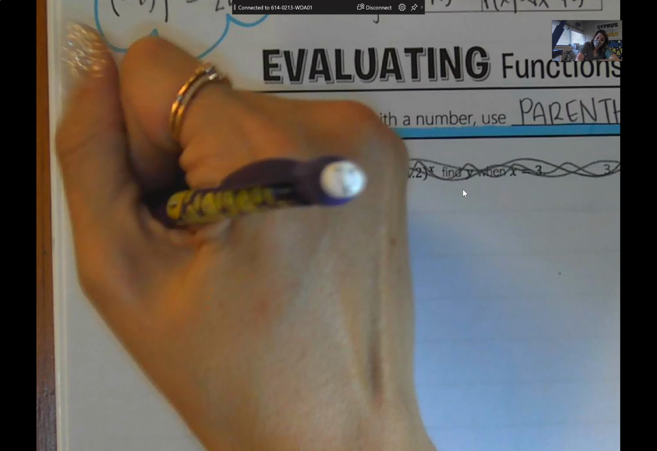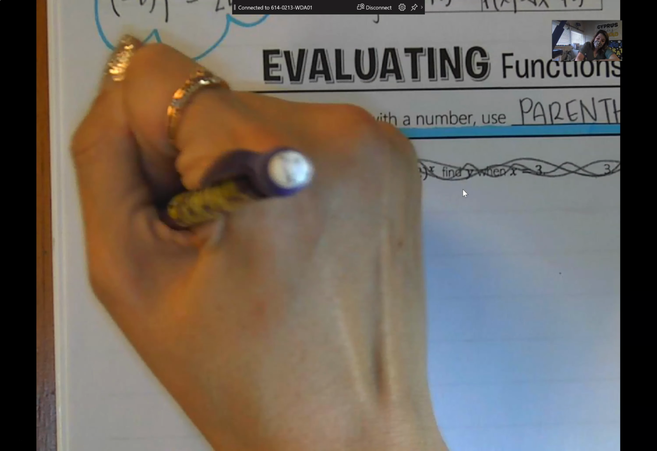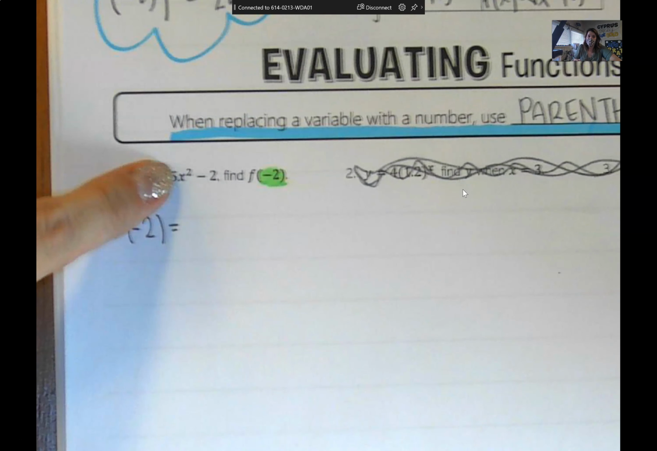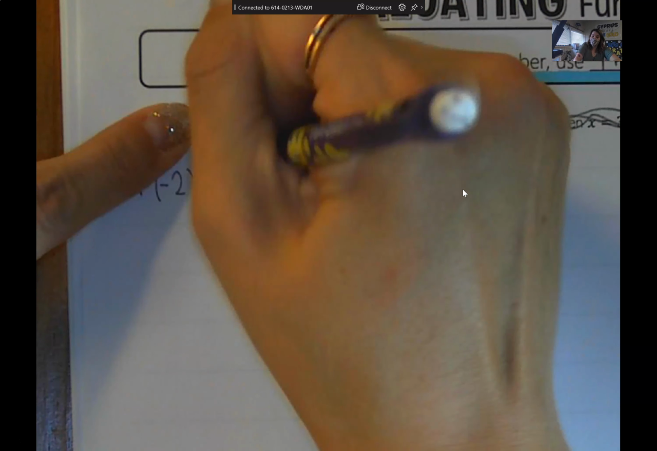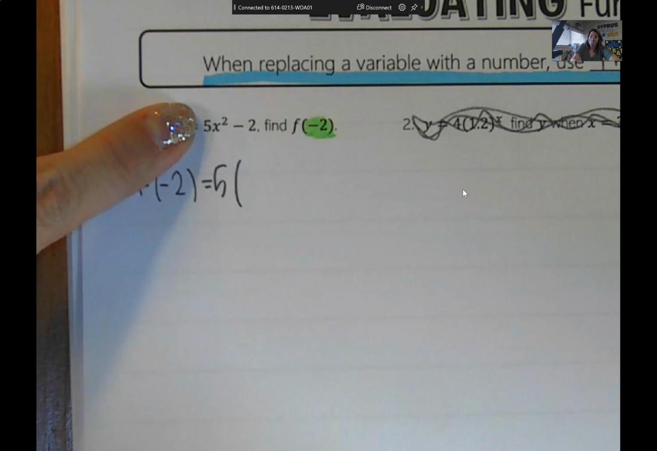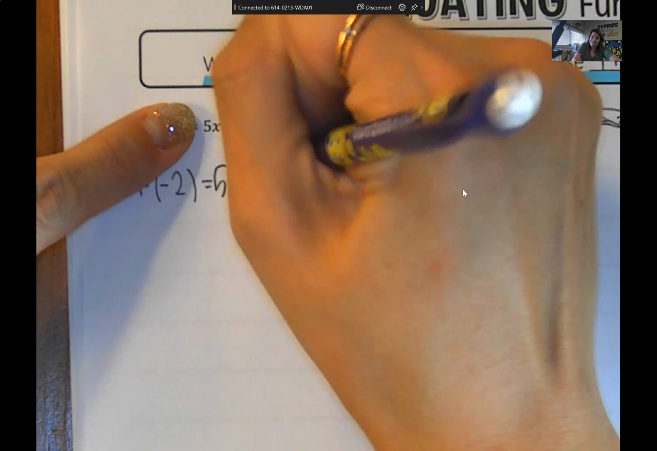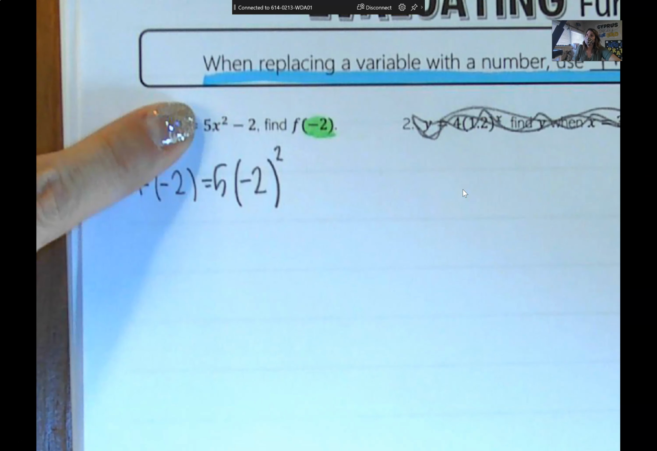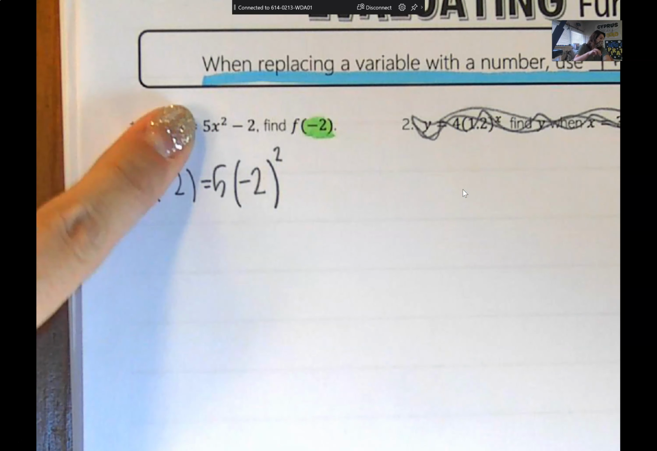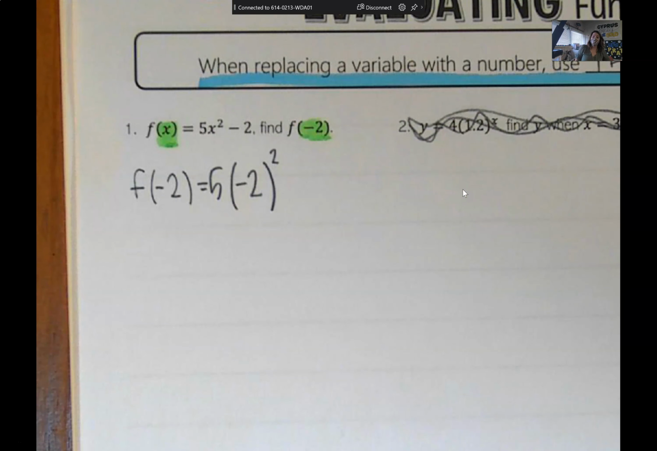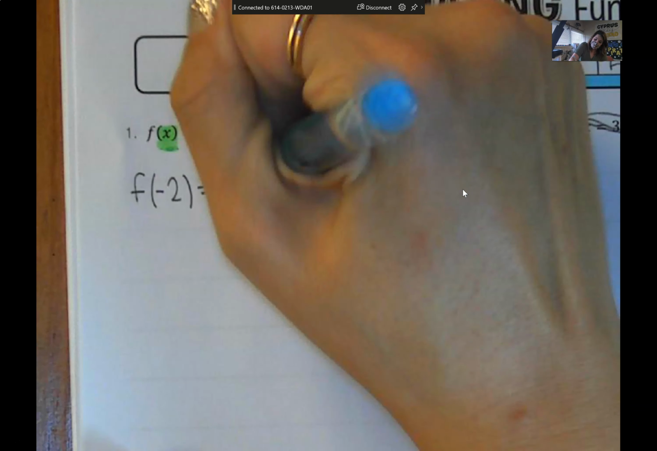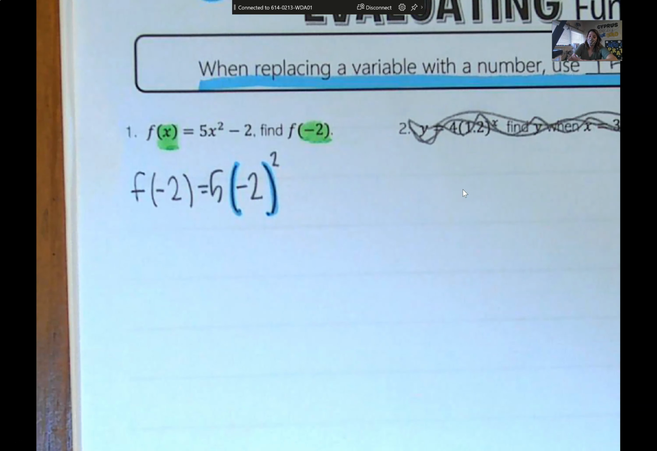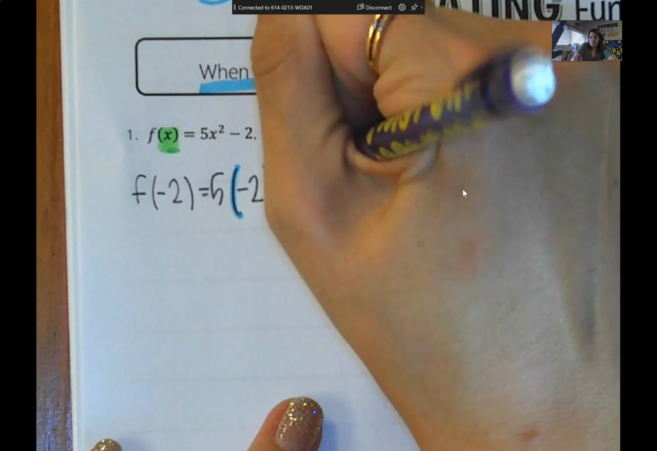So for this particular function, we're going to say f of negative 2 is equal to 5, then use the parentheses times negative 2 squared. You put the parentheses around what you're plugging in only. So we plug in that negative 2 with parentheses around it, and then we subtract 2.